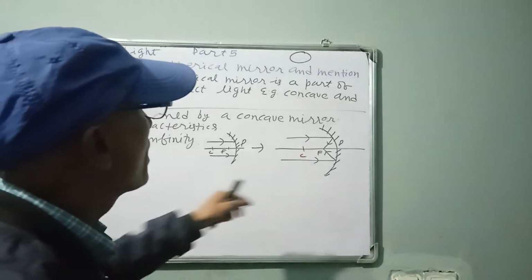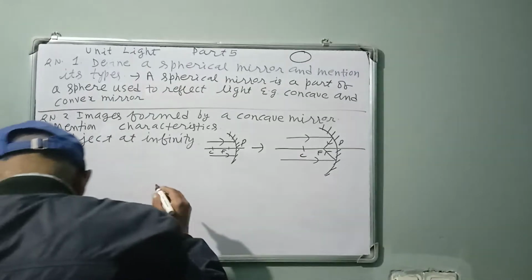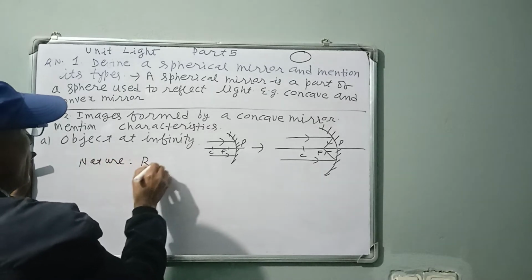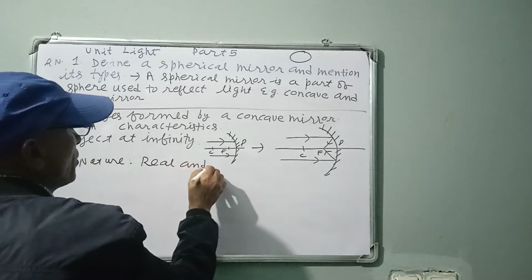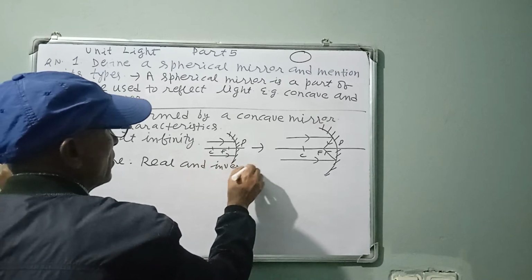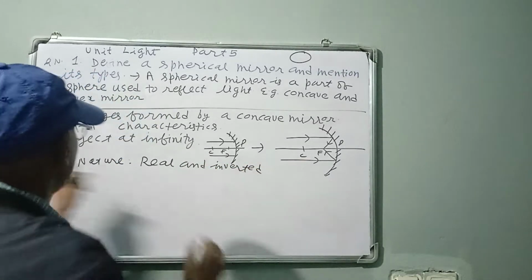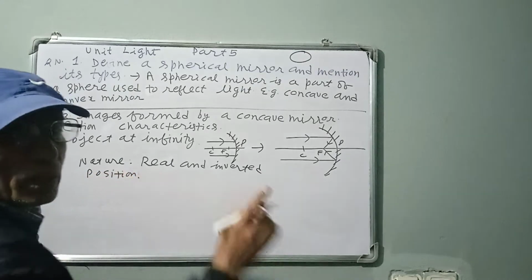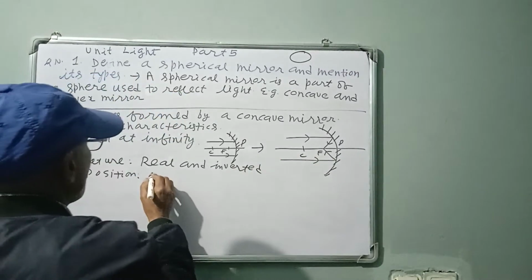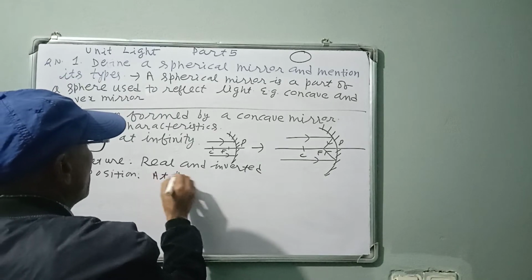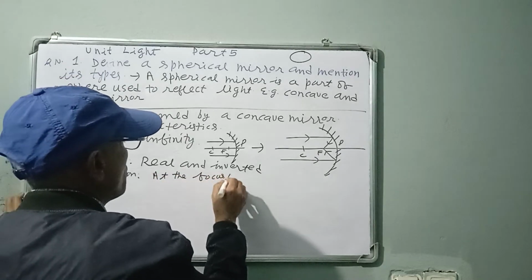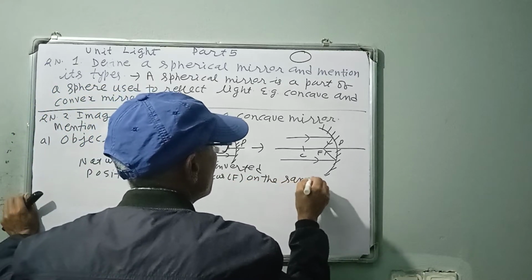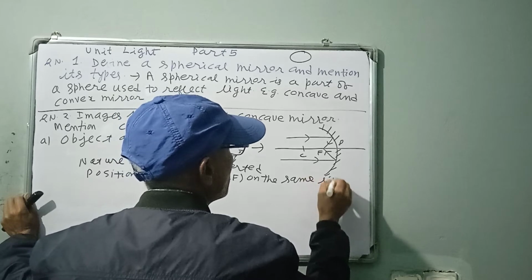And what type of image is formed? What is the nature of the image? Nature, real and inverted image. The image is real and inverted. Position. Where is the image formed? Position at the focus F on the same side.